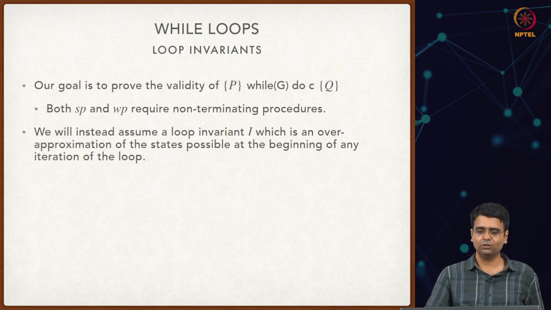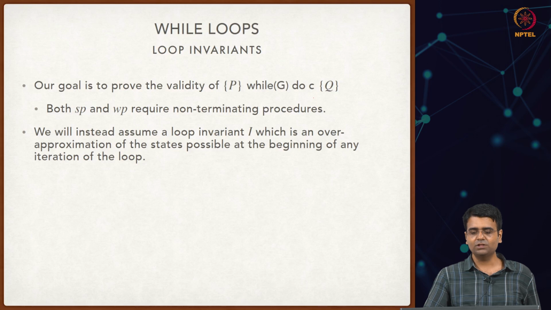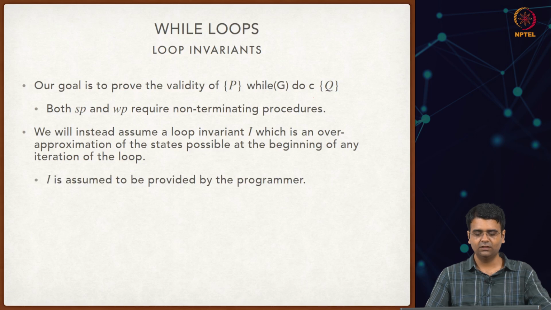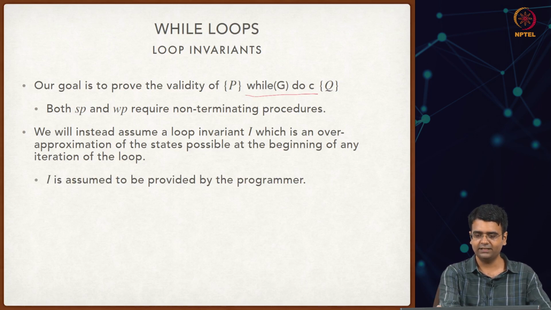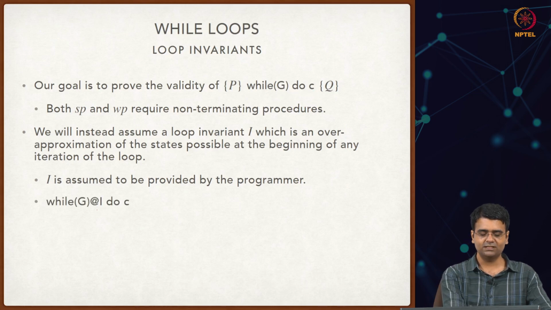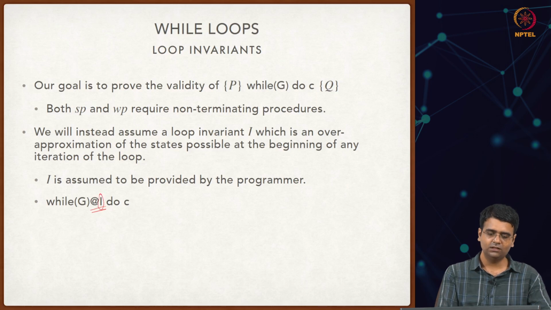This loop invariant I is an over approximation of the states which are possible at the beginning of any iteration of the loop. We assume that I will be provided by the programmer, so I will be part of the program itself. In fact, we are going to change the syntax of imp. For any while loop, the programmer also needs to provide the loop invariant. This is given by this new syntax, which is @I. Any while loop has to include this @I, and this I is assumed to be a formula, another first order logic formula, but it is also the loop invariant.